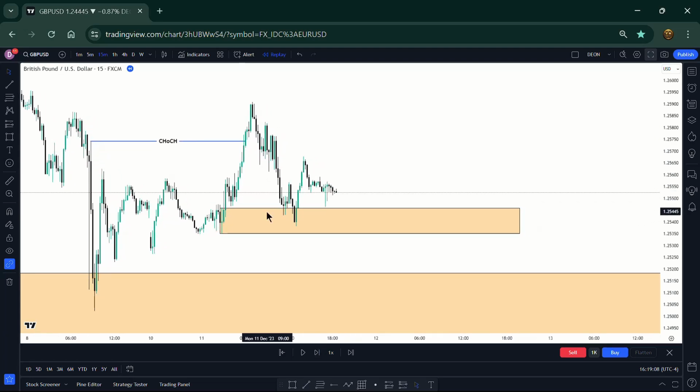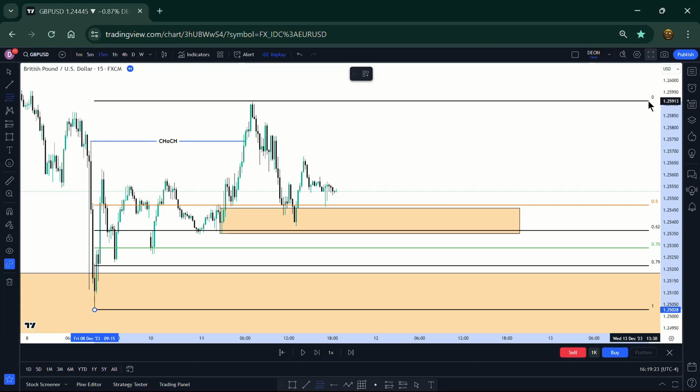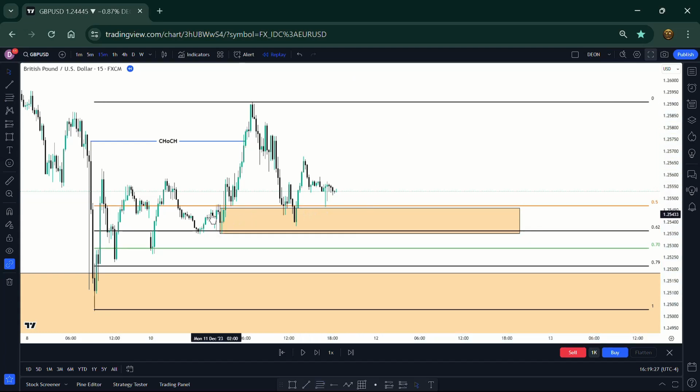Wait, do we have any extreme order blocks here? Let me draw my Fibonacci here. I don't want to be missing things. I want you to be using this for your backtesting. Okay, down here. No, I can't see anything.